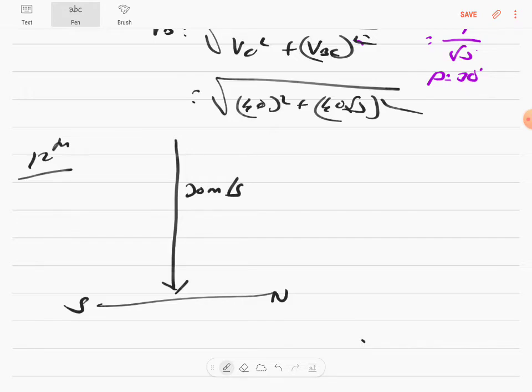Because I am moving. When I am moving, the rain is also moving. There is a relative velocity. The rain will not fall vertically on my head. It will fall slanting because the rain is appearing to be in some other direction. Yeah, so since the rain is falling like that and I am moving like that, I have to keep the umbrella like that, against the rain.